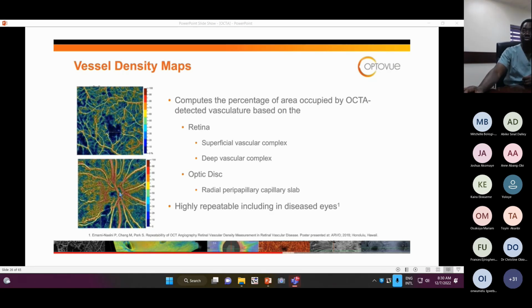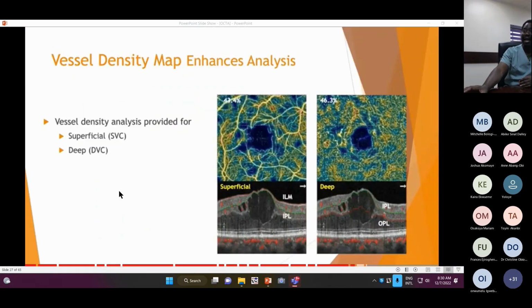So this helps us to capture a lot of information before they start causing trouble, and we can actually see. The vascular density map also has analysis where we can look at the vascular density within the fovea, which is 43.4%, and about 46.3% around the deep layer. So we can subsequently follow these patients.